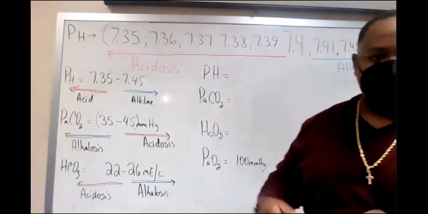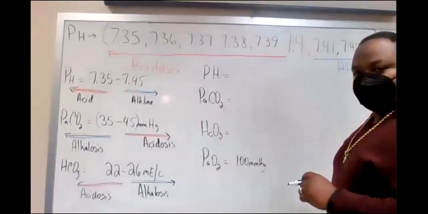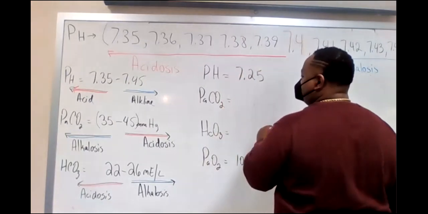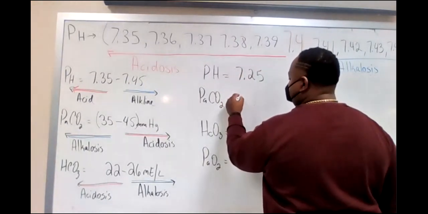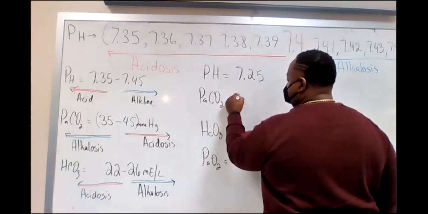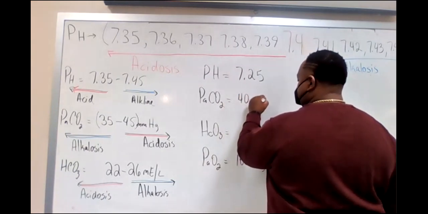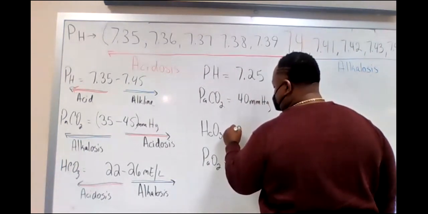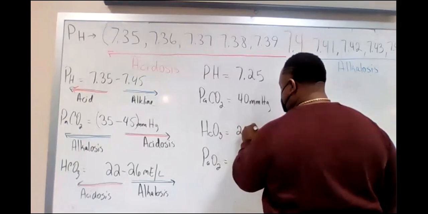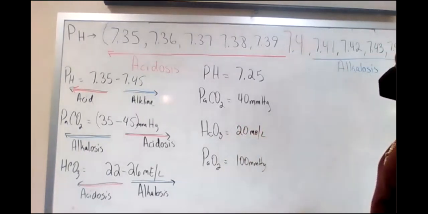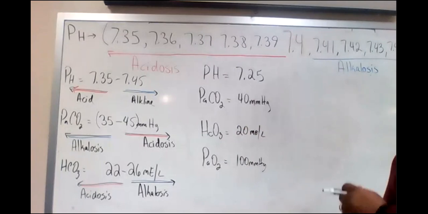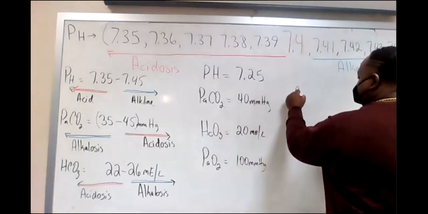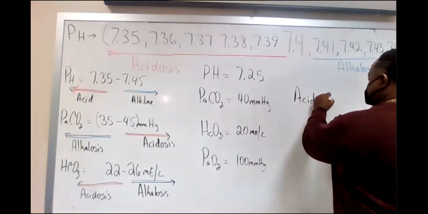All right. Kelsey. pH of 7.25, CO2 of 40, and a bicarb of 20. First things first, Kelsey, what is pH doing? Acidosis. So we are in an acidosis.